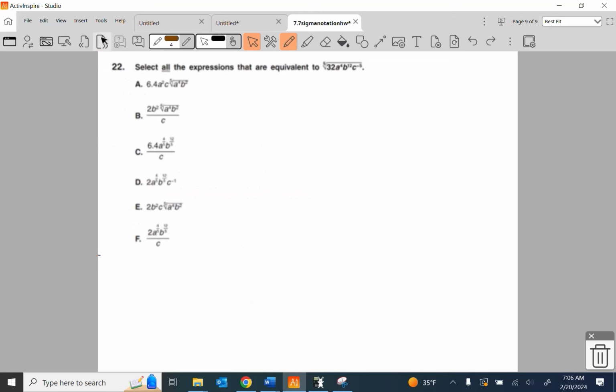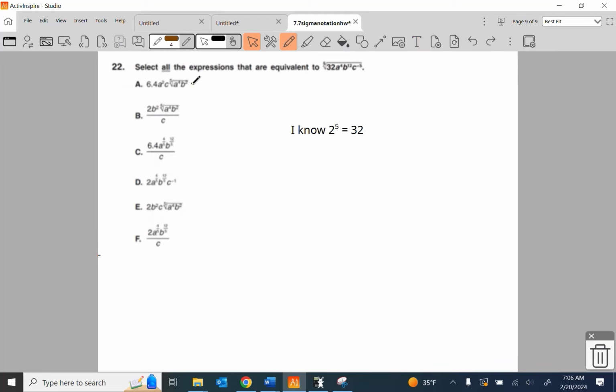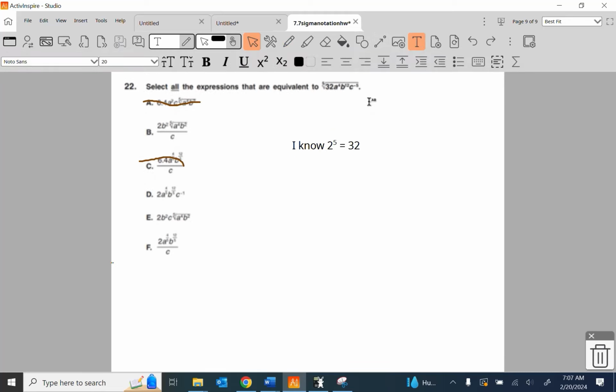And the last one of this video, and then I got to get my room together and make copies. Select all expressions that are equivalent to the 5th root of 32, a to the 4th, b to the 12th, c to the negative 5th. Here's a couple things I know. I know 2 to the 5th is equal to 32. That's what I know. So if it doesn't have a 2, I'm getting rid of it. Gone. Not picking those.